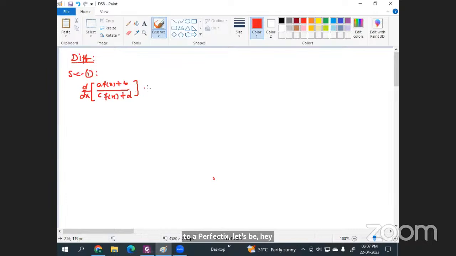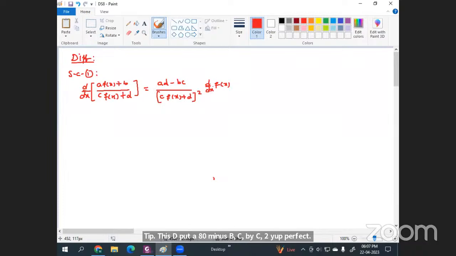is AD minus BC by c into f of x plus d whole square into d by dx of f of x. So d by dx of a into f of x plus b by c into f of x plus d is equal to AD minus BC by c into f of x plus d whole square into d by dx of f of x.